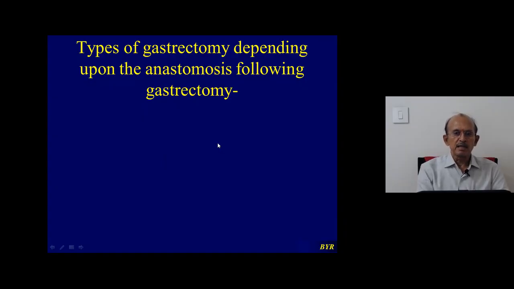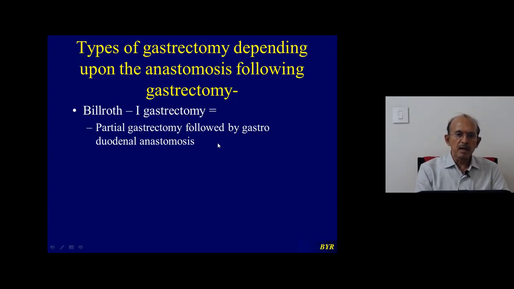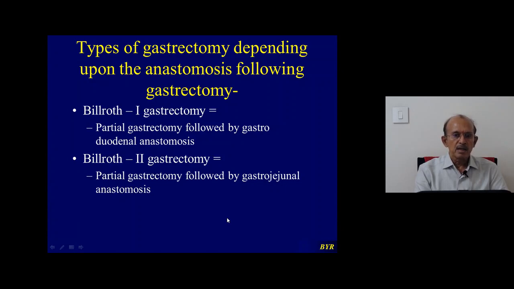So what type of gastrectomy do you perform for duodenal ulcer patients? There are two types of operations. One is called the Billroth 1 gastrectomy. This is nothing but a partial gastrectomy followed by gastroduodenal anastomosis. The second one is called the Billroth 2 gastrectomy. It is also a partial gastrectomy followed by gastrojejunal anastomosis. The first one is the gastroduodenal anastomosis. The second one is the gastrojejunal anastomosis.